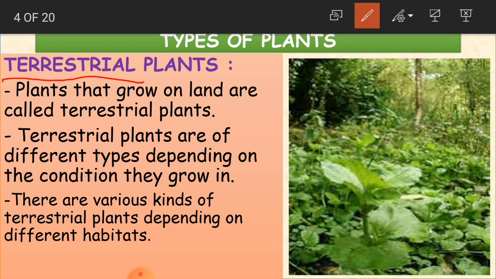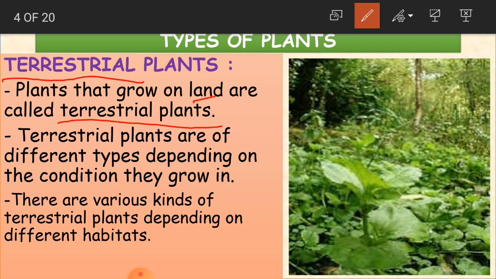Terrestrial. That is land. Terrestrial in the sense of land. So plants that grow on land are called terrestrial plants. We said we are also having plants growing in water. Those plants are not called terrestrial plants. Plants which grow on land, on the soil, are called terrestrial plants.